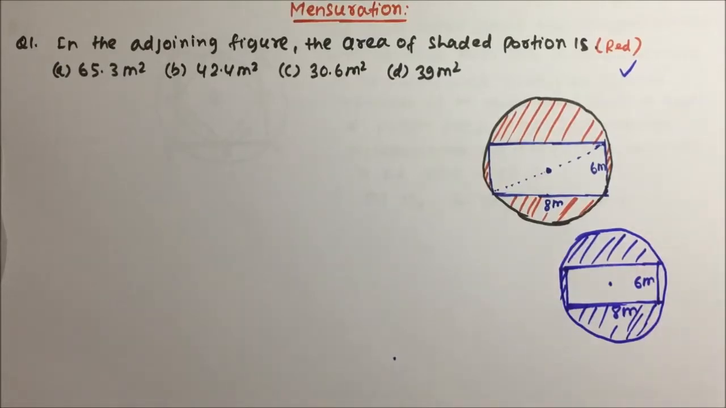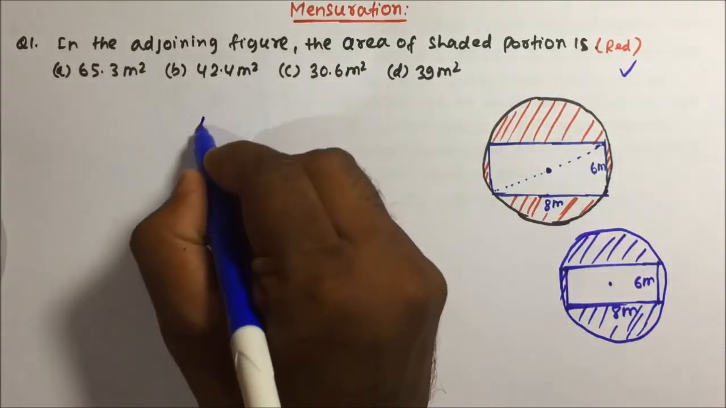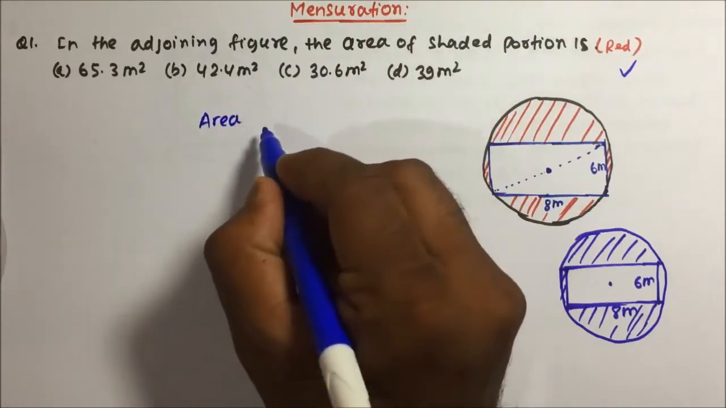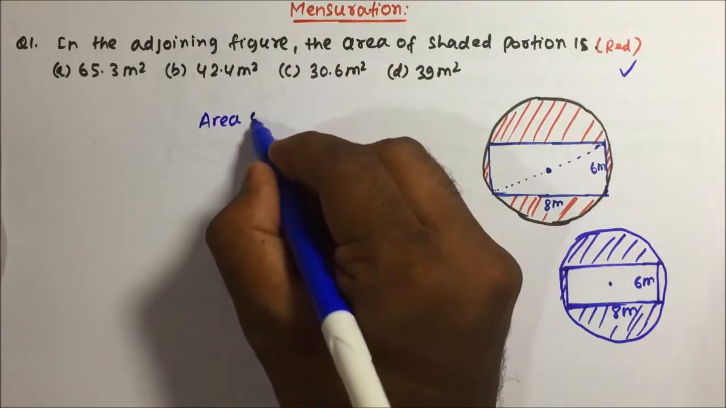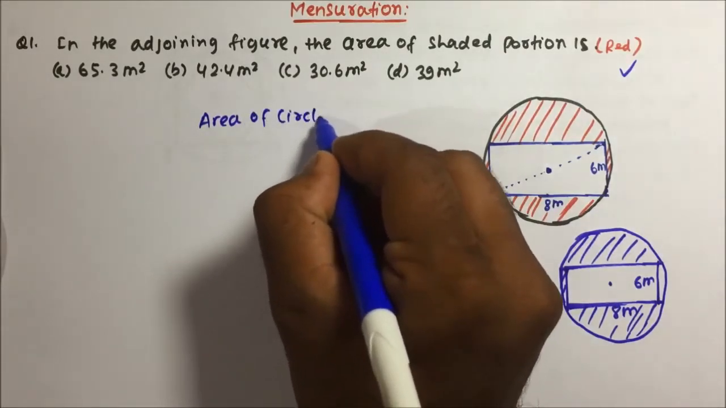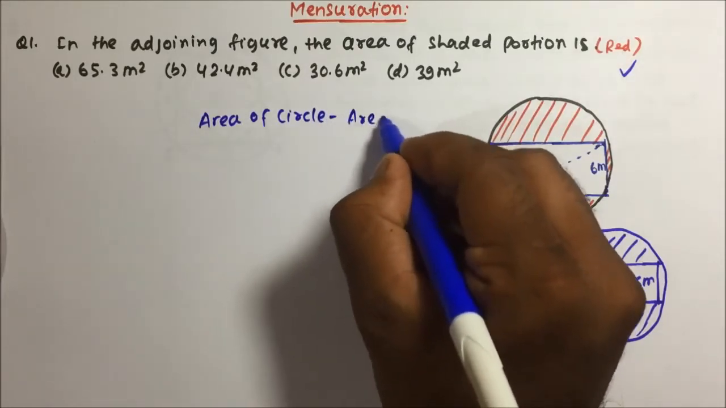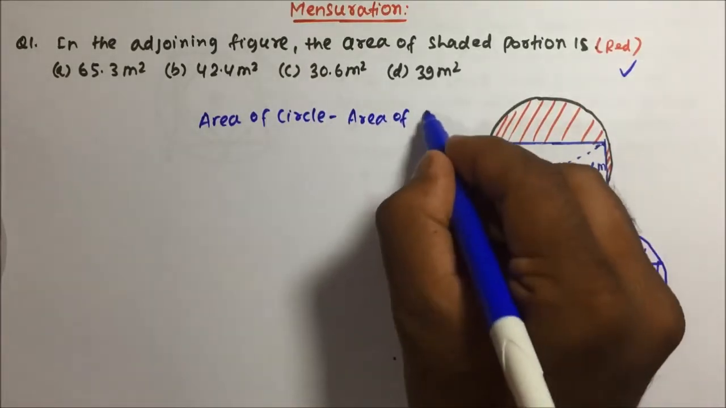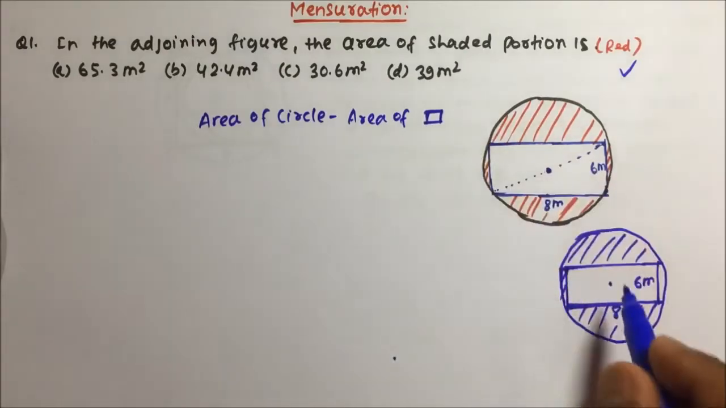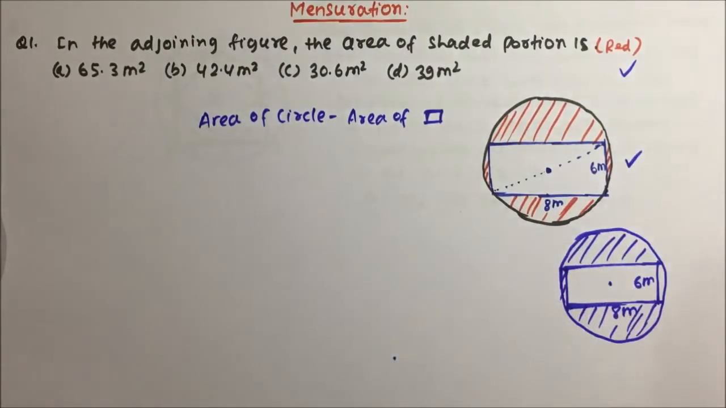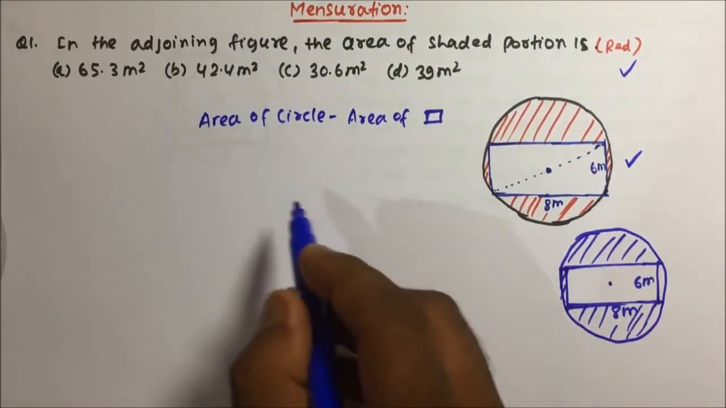Now friends, the shaded portion area will be nothing but the area of the circle minus the area of the rectangle, right friends? Then you will be able to get the area of the shaded portion. So now, area of circle will be what?